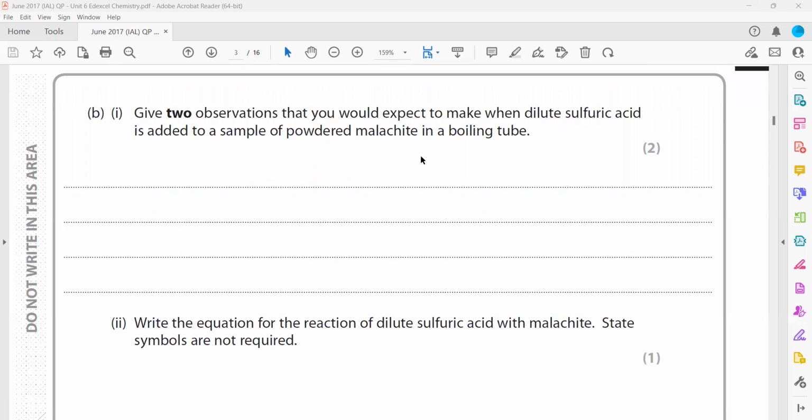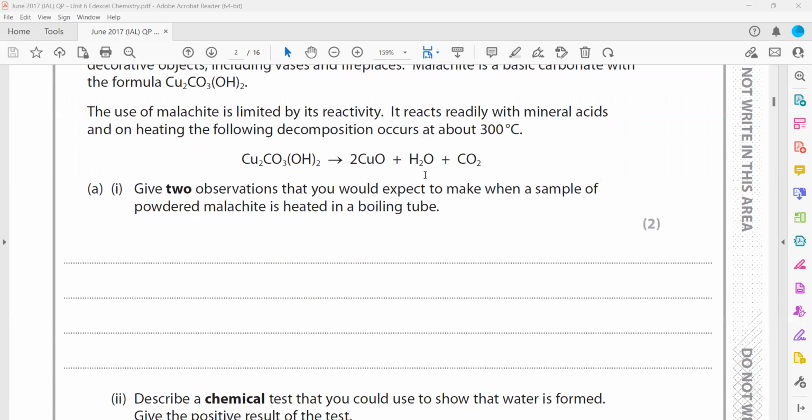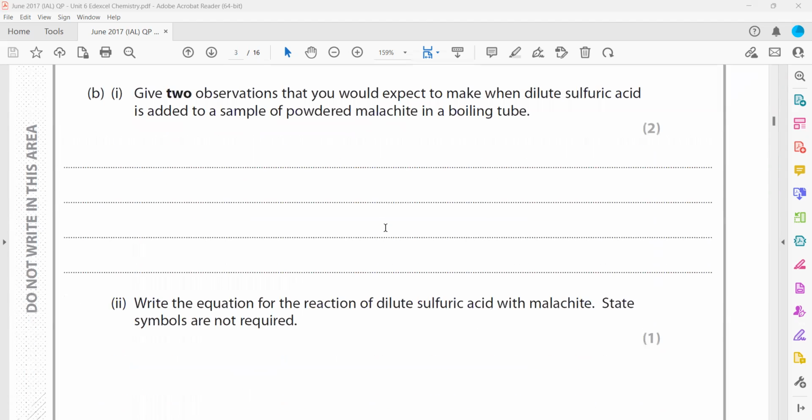Give two observations that you would expect to make when dilute sulfuric acid is added to a sample of malachite powder. It is actually a carbonate, so copper carbonate is there. If you add sulfuric acid or any acid, it will give salt, water, and carbon dioxide. So there will be bubbles and effervescence, and a copper sulfate solution will form. So as a result, it will form a colored solution. So fizz, bubbles, and a colored solution. That colored solution is due to the formation of copper sulfate.